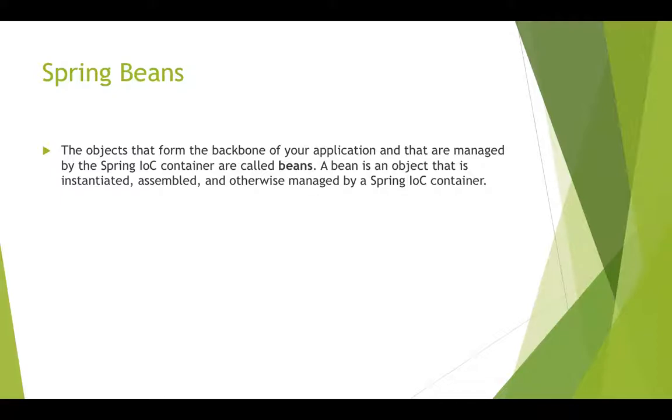So what is a bean? It is an object which is instantiated, assembled, and managed by an IoC container. You don't actually create that object on your own by writing a new keyword. Let's say, for example, you have a class in your application called Employee. That Employee class might have three properties, say name, salary, and designation, and you have the relevant getters and setters for each of these fields.